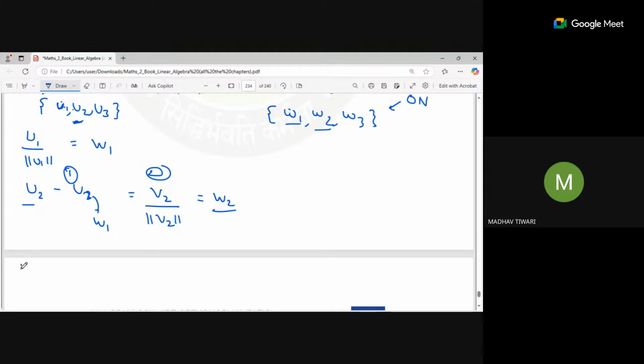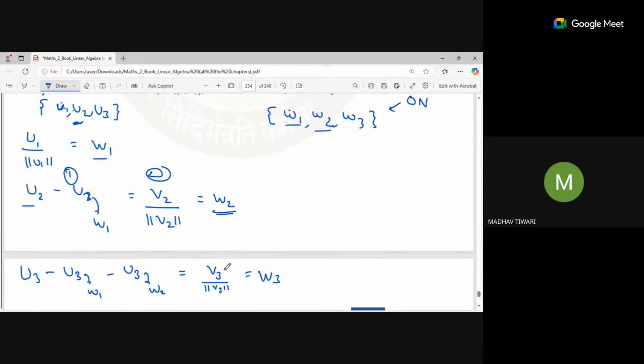Next is U3. You have the third vector. The first step is removing its projection on these. Now I have W1, W2, and I want to find W3. So from U3, I will remove U3's projection on W1 and U3's projection on W2. Whatever I have is now V3. And now I will divide it by its norm, and then I will get my W3.